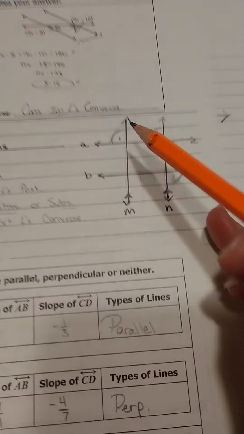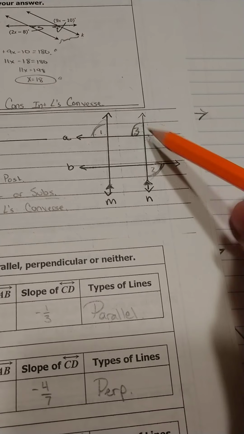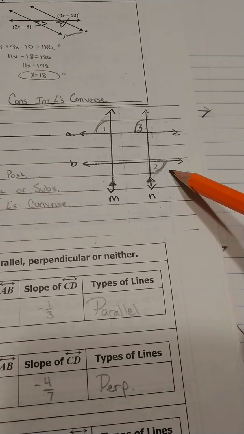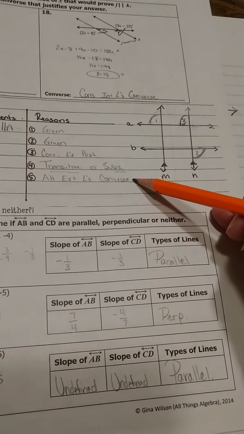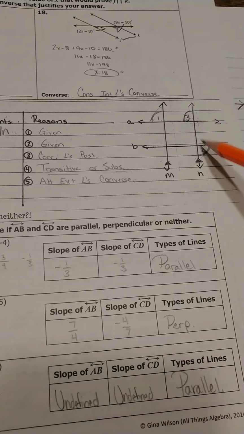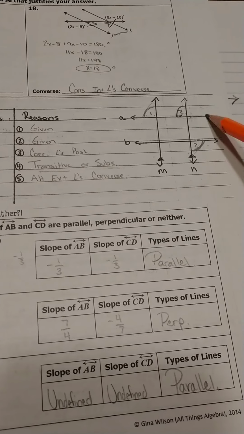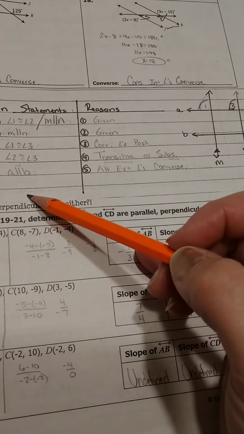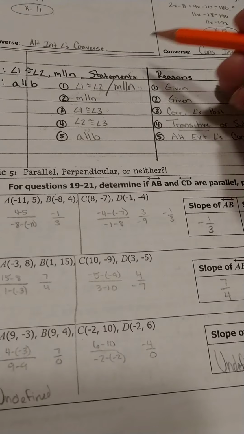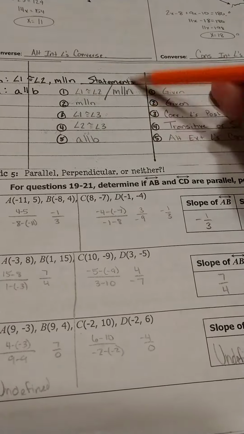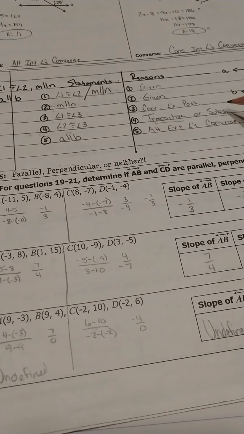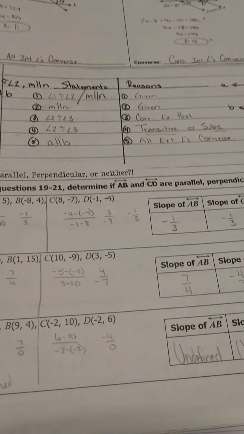And coming back over here, 2 and 3, those are alternate exteriors. So your alternate exterior angles converse says if your alternate exterior angles are congruent, then your lines are parallel. So A is parallel to B because of this. Now, your proof on your quiz, I give you all of this. You just have to fill in your reasons. So if you have any questions, let me know.